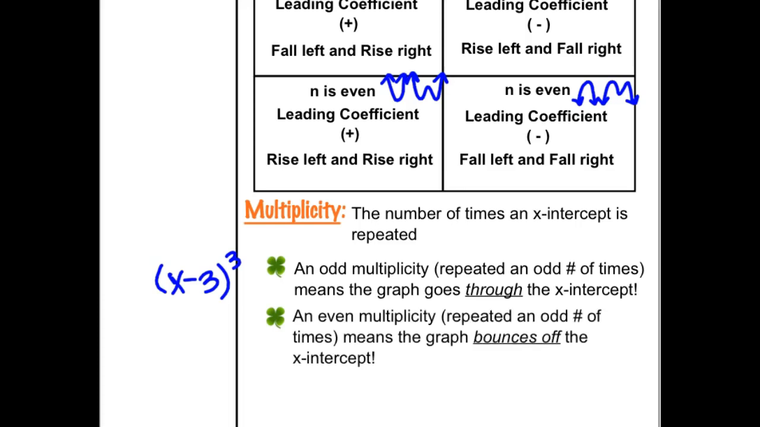An even multiplicity, repeated an even number of times, means the graph bounces off the x-intercept. So that's where we have, like we had a couple you saw in Unit 6, or Unit 7, where you have that squared. What that means is that as it comes down to the axis, it's going to come down, hit it, and come back up. It's not actually going to go through it.